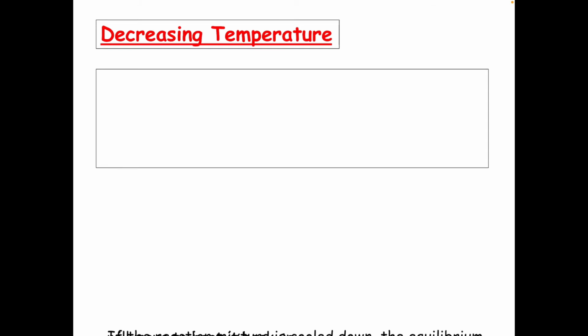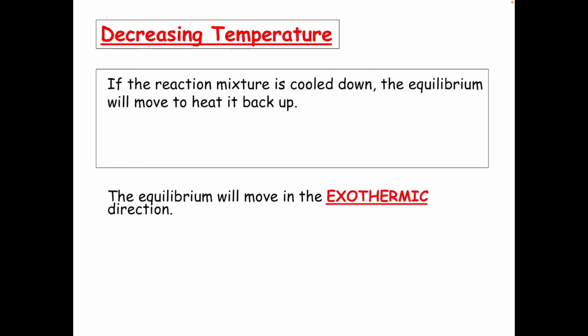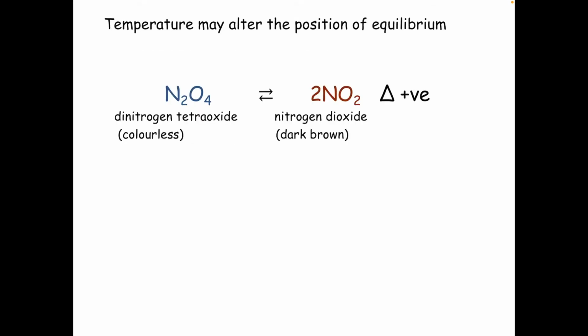If you decrease temperature, what's going to happen is the equilibrium will move to heat it back up. So it's going to go to the exothermic reaction, the side that's exothermic, because it is going to give out more energy and it's going to replace that lost heat energy. So we'll move in the exothermic direction. So the exothermic reaction would be favoured.